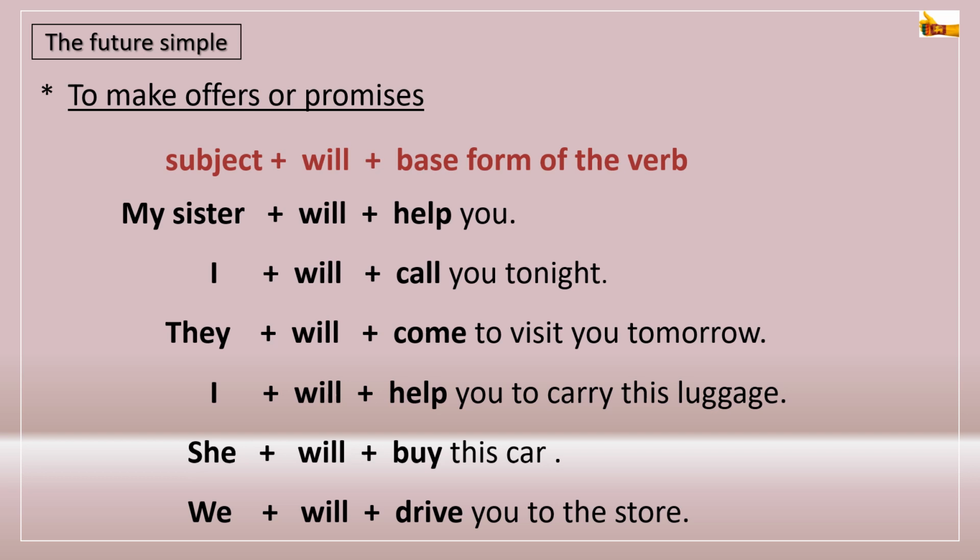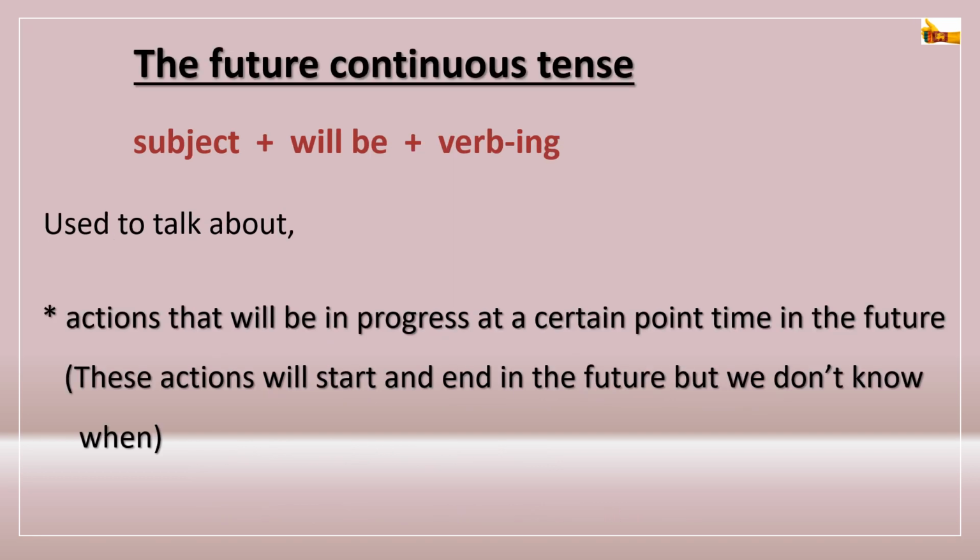Let's move on to the future continuous. The future continuous tense. The structure is subject plus will be plus verb plus ing. This tense is used to talk about actions that will be in progress at a certain point in time in the future.